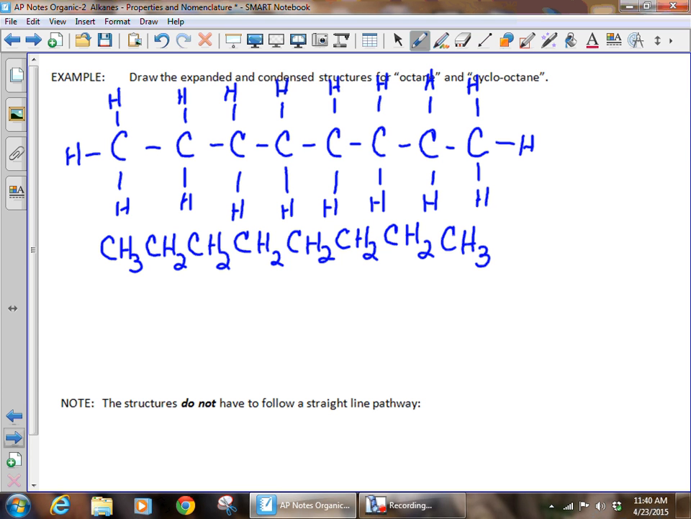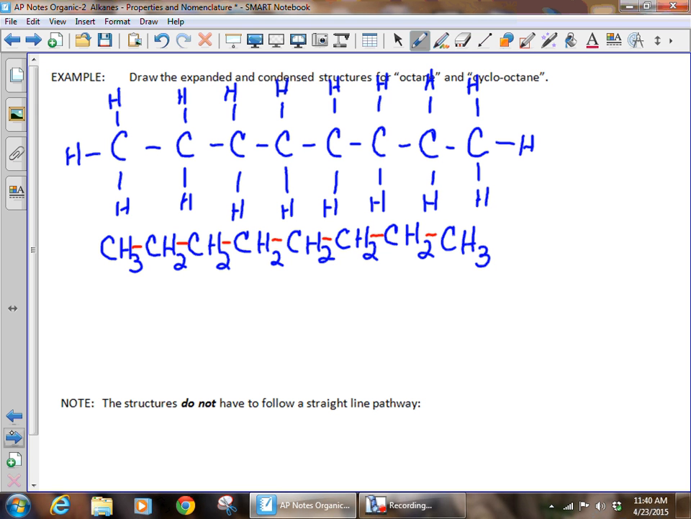You will also see it written as C8H18, remember it's 2n plus 2, but for an organic chemist, that actually does us no good because it doesn't tell us anything about the structure of this compound. I'm going to draw in these dashes in red. Again, the dashes are optional. Some people like them, some people want to leave them out.